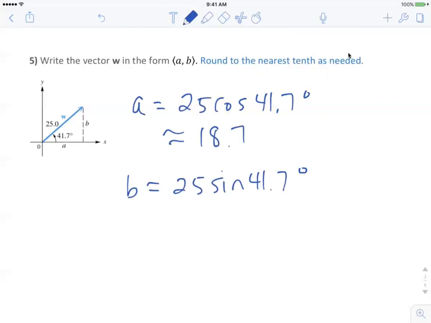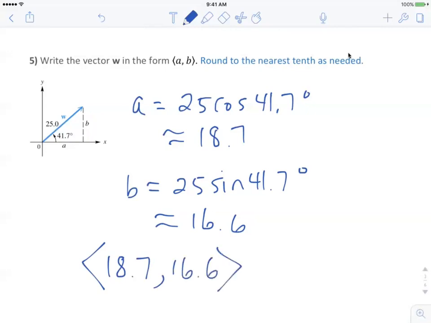These work out. Just plug it into the formula. You don't have to worry about reference angles or anything fancy. All right, just calculate it out. And then now we want to write it in that form. So triangular bracket, the a goes first, and then the b. Right, there's the algebraic form of that vector.